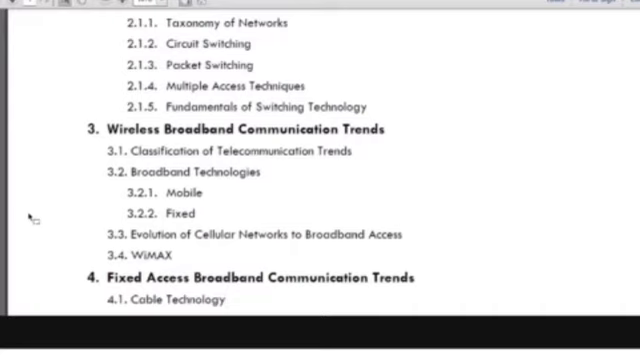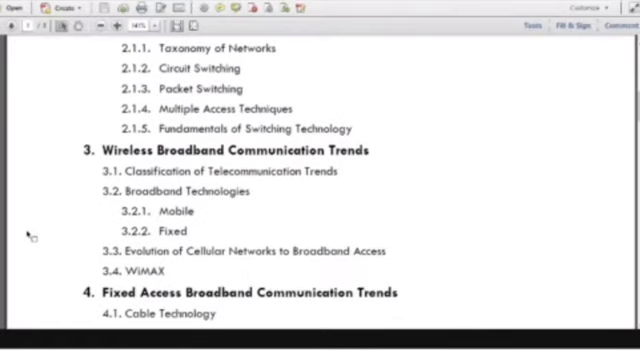For the case of wireless broadband technology, we will start with cellular mobile technology and the recent trends in that. That means broadband will be defined later, and then after that, fixed access broadband communication trends. Basically, in the wireless broadband, we are going to pick examples like cellular mobile network and WiMAX.